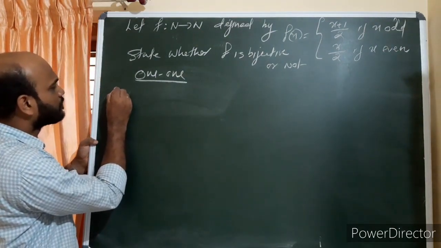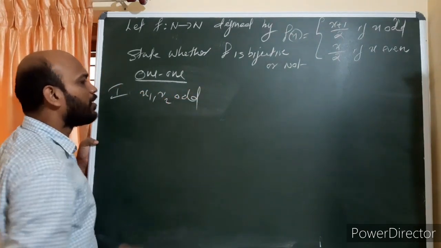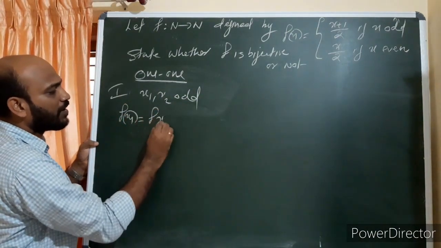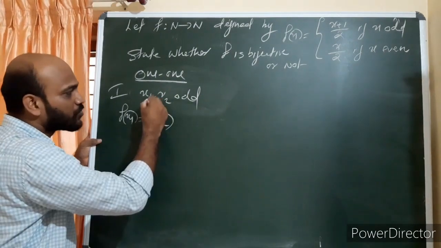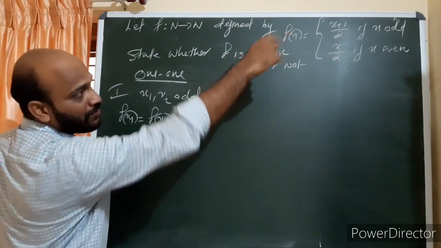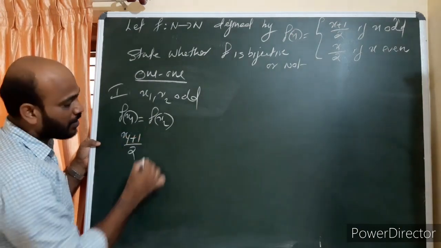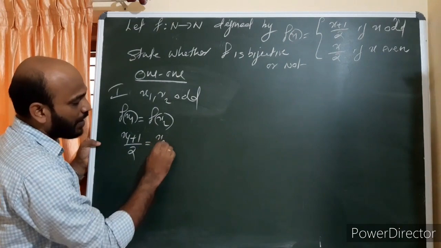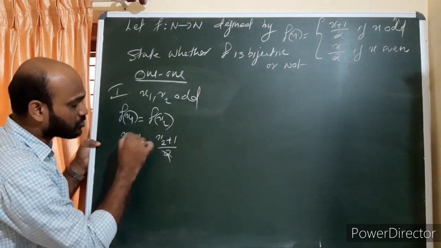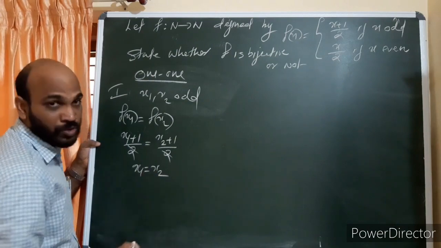So case 1. Let x1, x2 be odd such that f of x1 equal to f of x2. Since x1, x2 are odd, what about f of x1? You have to use that first definition. f of x1 will be x1 plus 1 by 2, and f of x2 will be x2 plus 1 by 2. So you can cancel 2 from the denominator. So x1 plus 1 equal to x2 plus 1, which means x1 equal to x2 we will get.